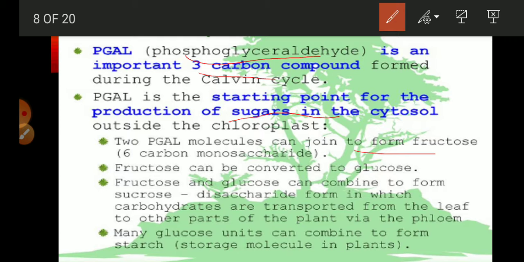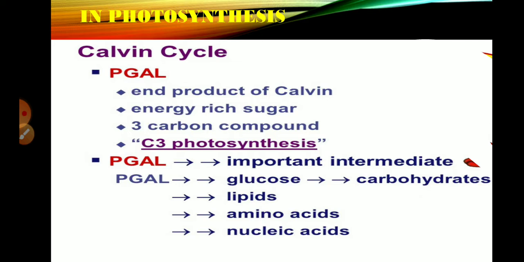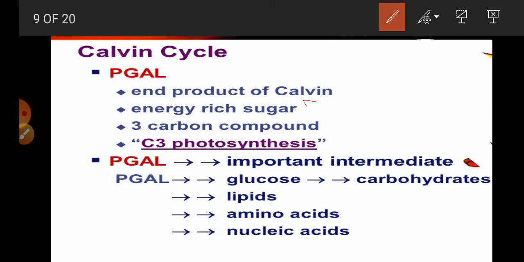When 3-bisphosphoglycerate changes into glyceraldehyde 3-phosphate, G3P or PGAL, in the Calvin cycle, one G3P is released in the form of fructose, and then it can be converted into glucose, and then we get other disaccharides and polysaccharides. So PGAL is the end product in the Calvin cycle, an energy-rich sugar that is a 3-carbon compound.